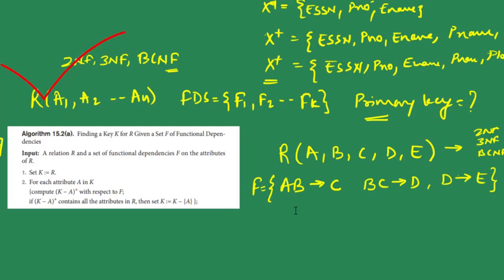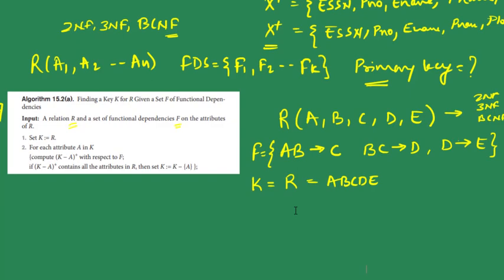Look at this algorithm here. The input to this algorithm is a relation R and a set of functional dependencies F. Okay, so this algorithm begins by assuming that the key of this relation R is R itself. It means your key is A, B, C, D, E. It means all the attributes of the relation form the key. Normally, this will not be true. We have to eliminate some of these attributes which are not part of the key. Now, how do I eliminate is what is given in the algorithm.